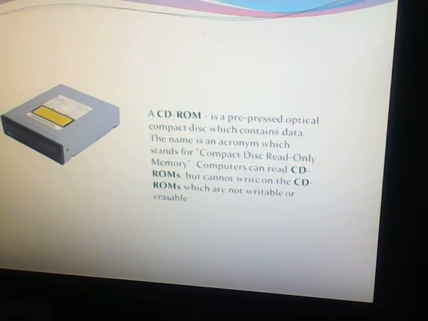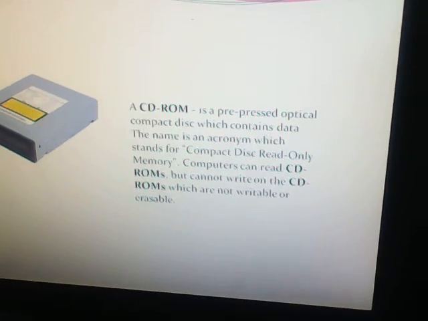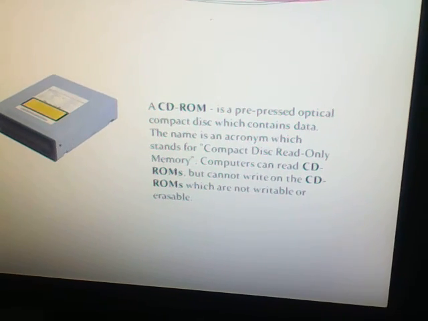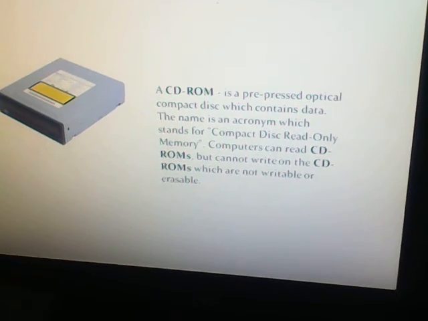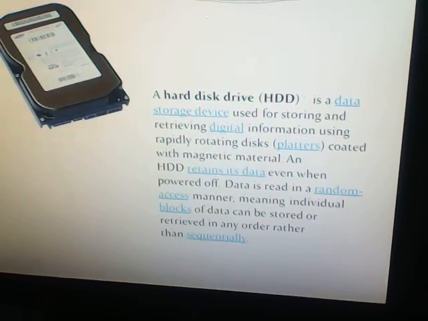The ROM is an acronym which stands for compact disc read-only memory. Computers can read CD-ROMs but cannot write on the CD-ROM, which are not rewritable or erasable.